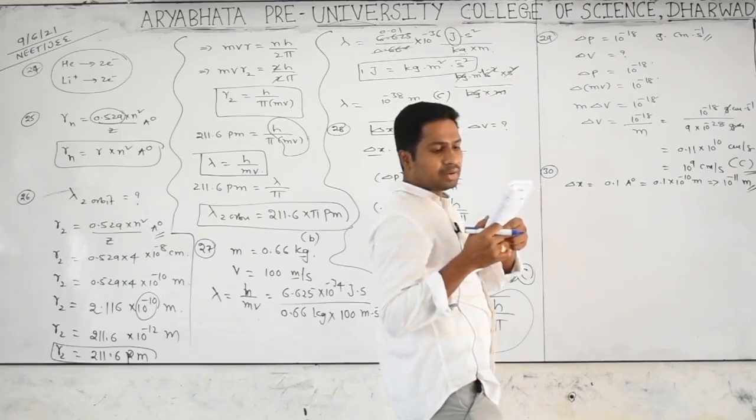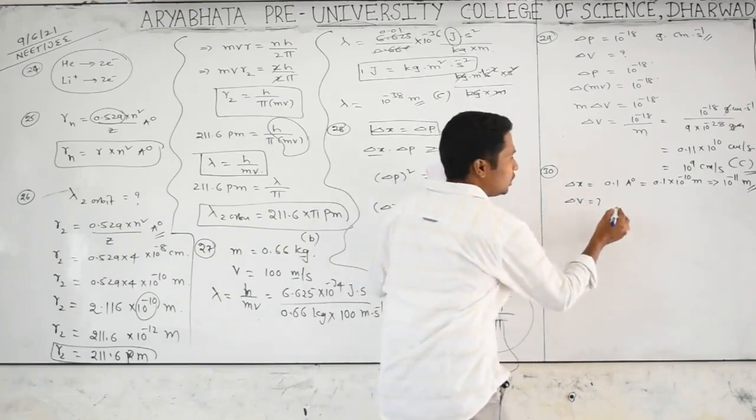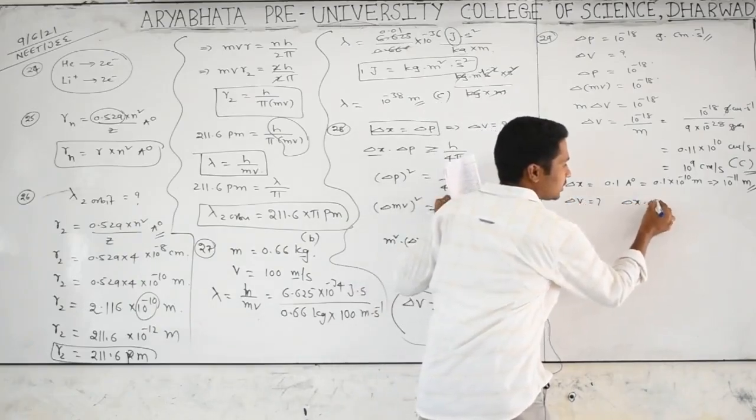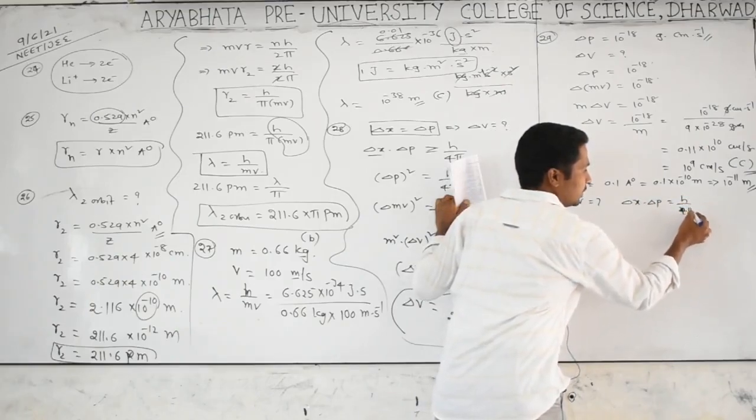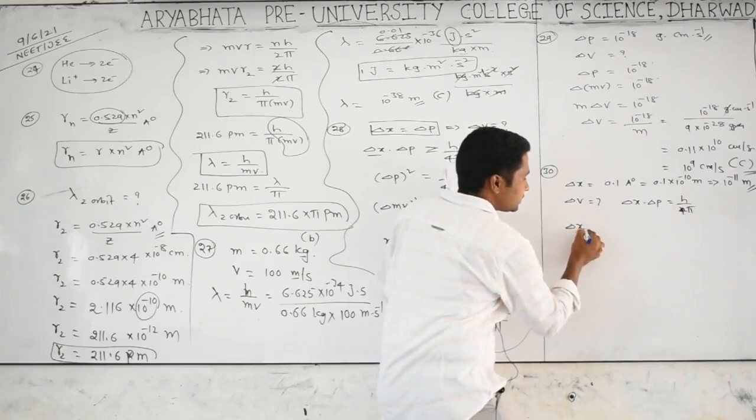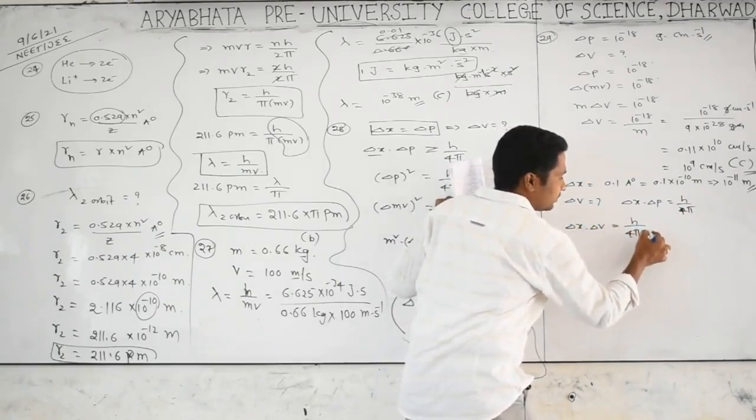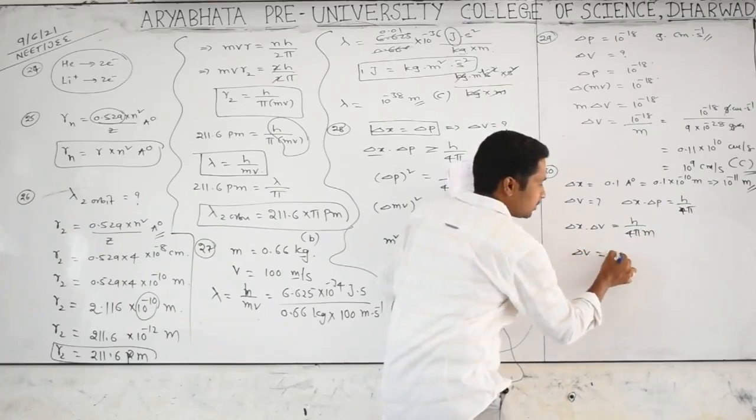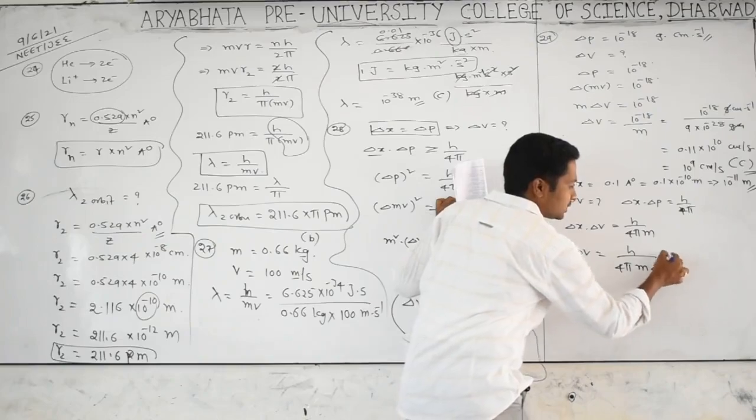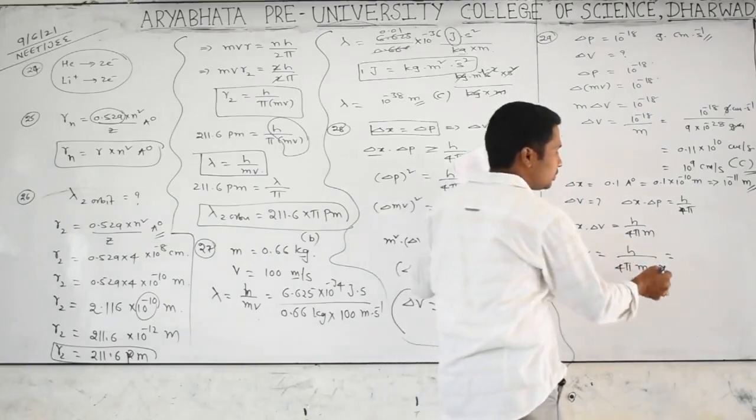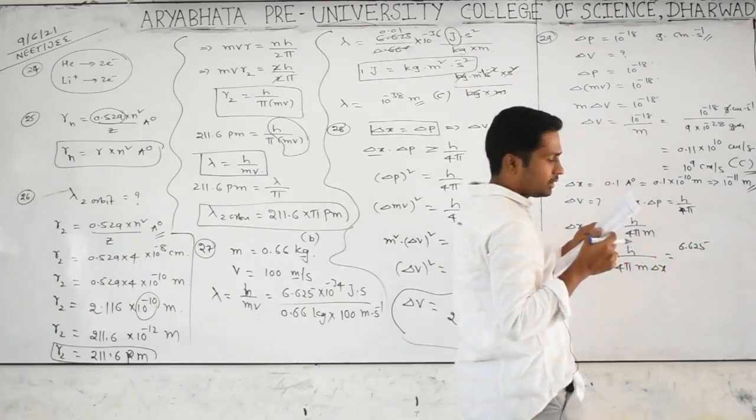He is asking to find the uncertainty in the velocity. We know very well delta x times delta p is equal to h by 4 pi. But we know delta x times delta v is equal to h by 4 pi m. So delta v is equal to h by 4 pi m into delta x. We know everything, so substitute over there. 6.625.